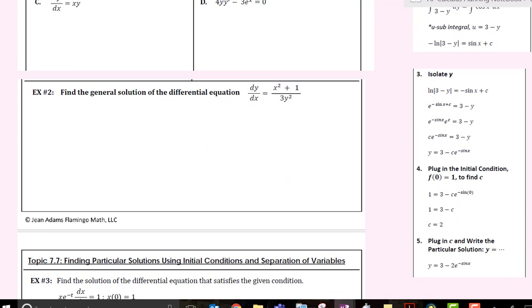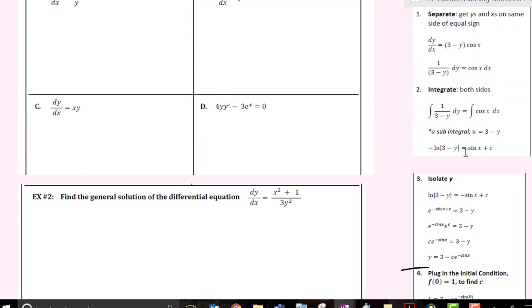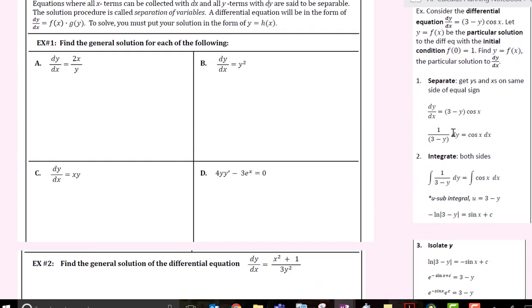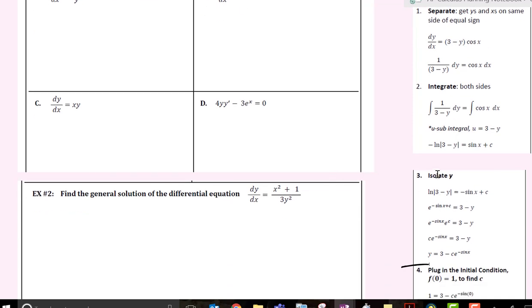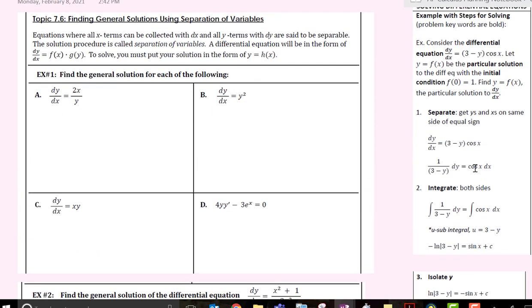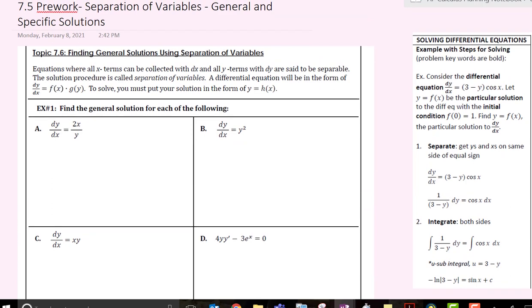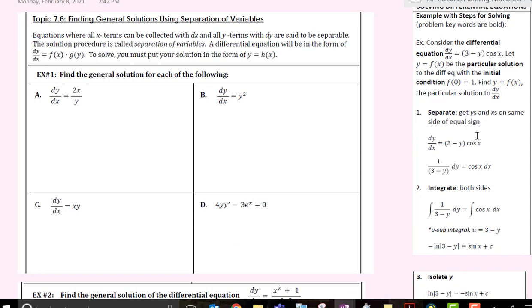Note that we will get to the second part later, so steps 4 and 5 we're getting to later. For this top part, we're just going to focus on steps 1 through 3, which are: separate, get your x's and y's on the same side, then integrate, and then isolate or solve for y. So separate, integrate, isolate. Let's look at this and try to practice on some of these to see if we can get the hang of it.